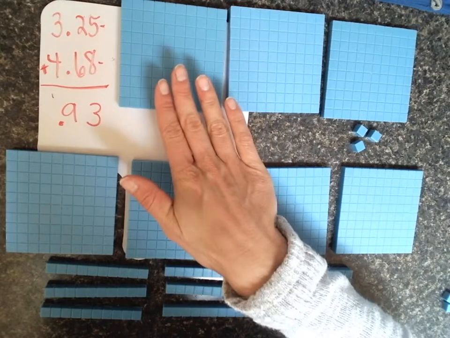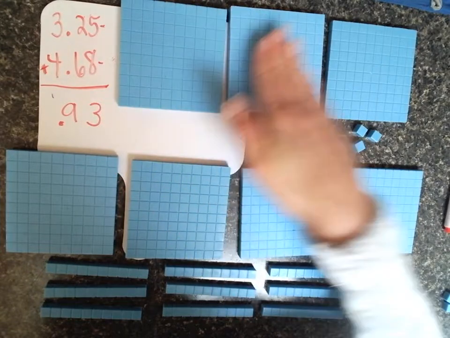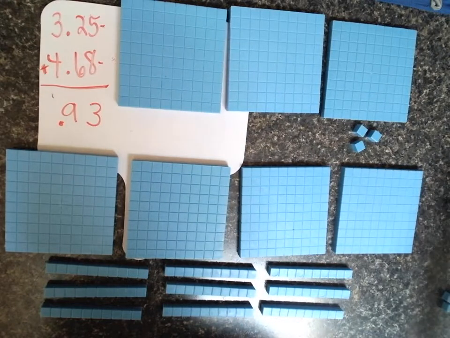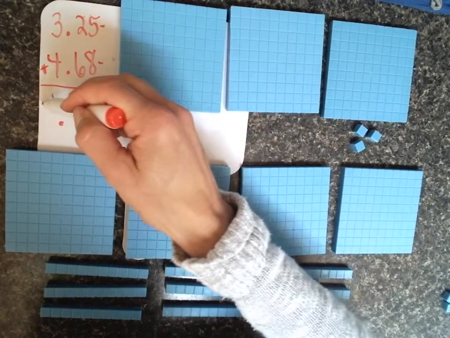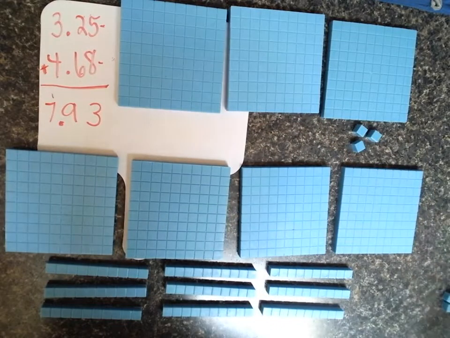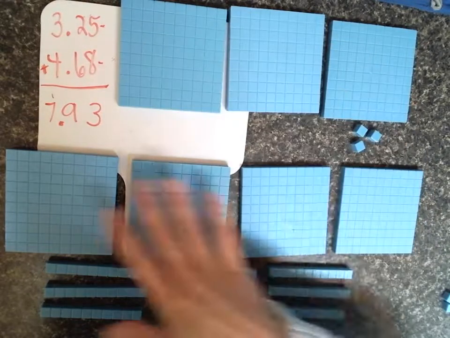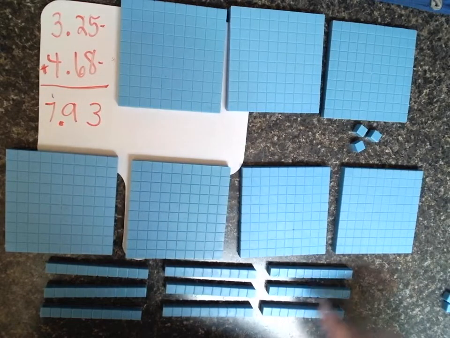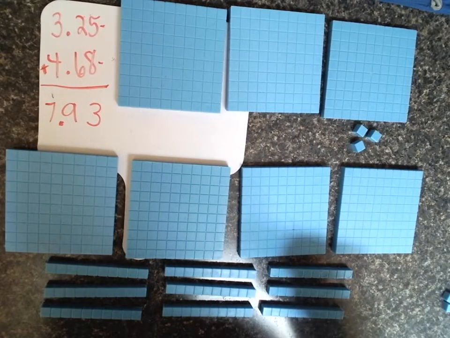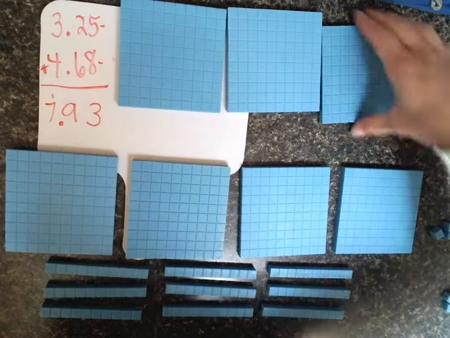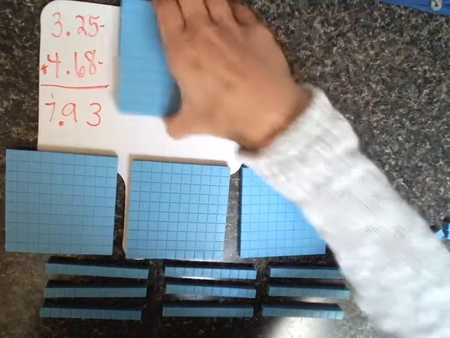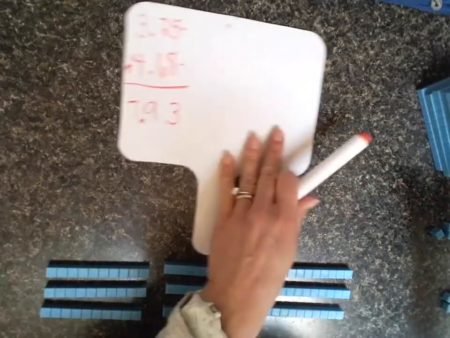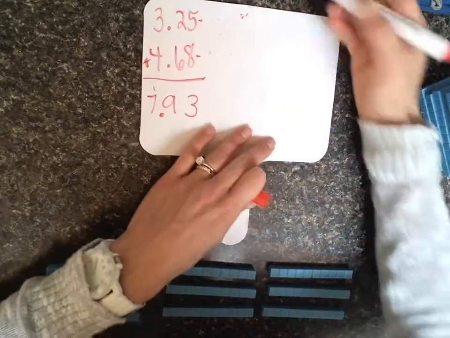And I'm going to add my flats. 1, 2, 3, 4, 5, 6, 7. I have 7 flats. So my base 10 blocks are telling me that I have 7 and 93 hundredths. Let's double check our math here. Let's do it like we've done it before, where we line them up.